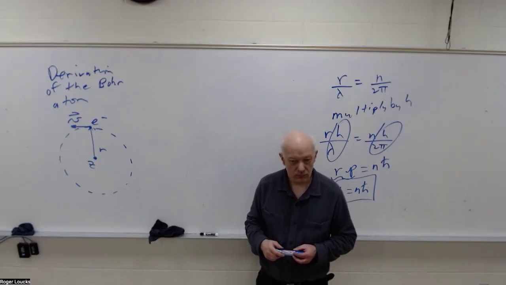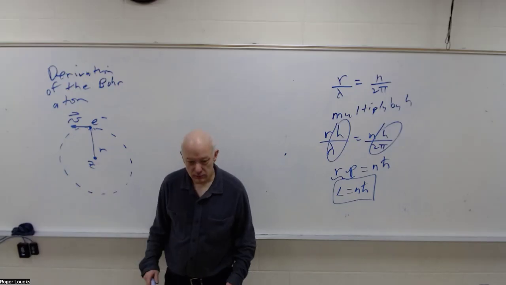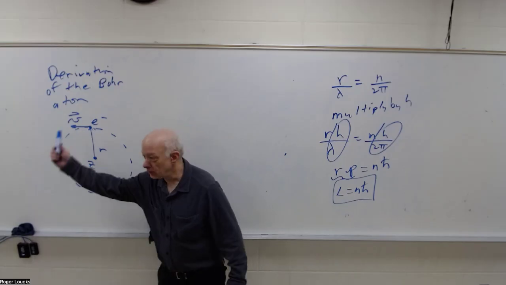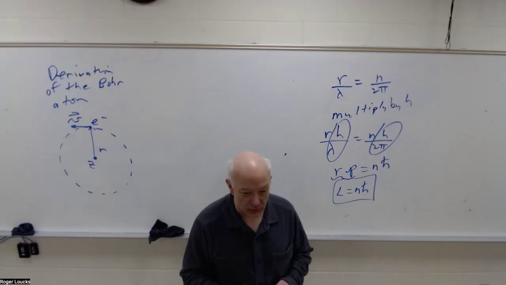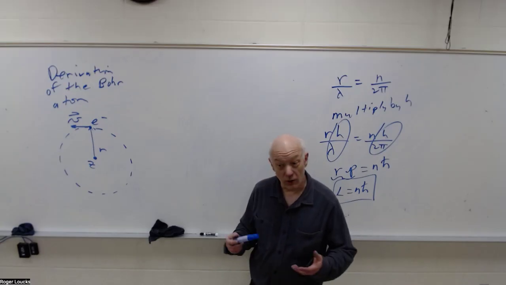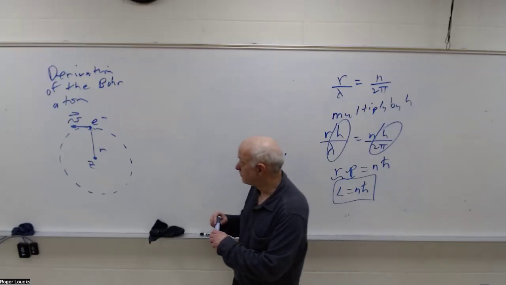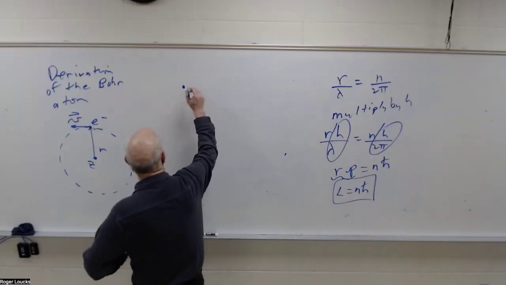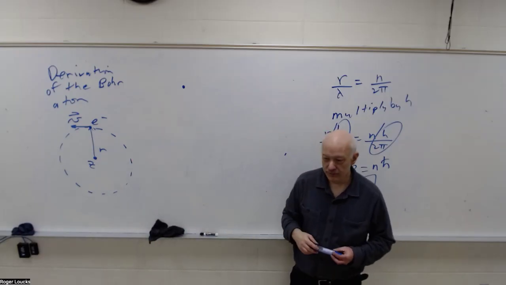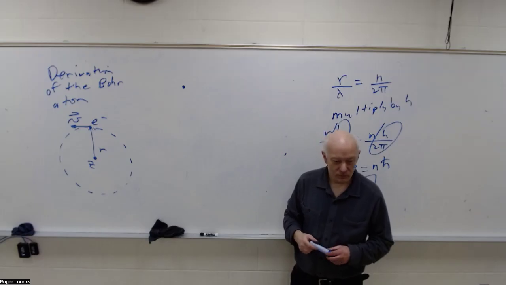Find the acceleration. Well, it's going in a circle, so it's circular motion. How do we do any circular motion problem? What do we always start off with? Free body diagram. Okay, hi, electron. What are all the forces acting on the electron? Force of attraction to the nucleus.